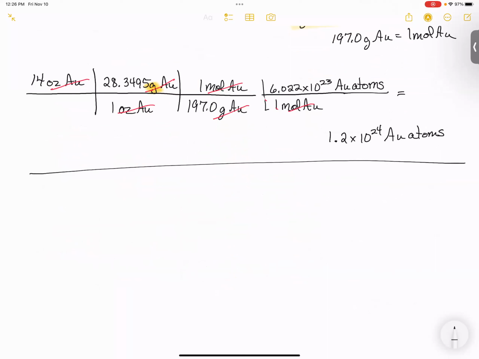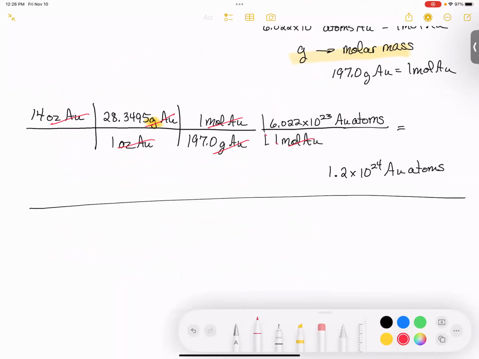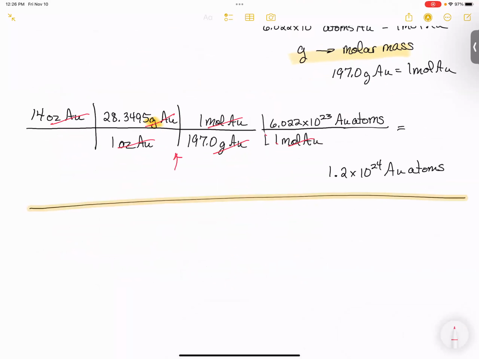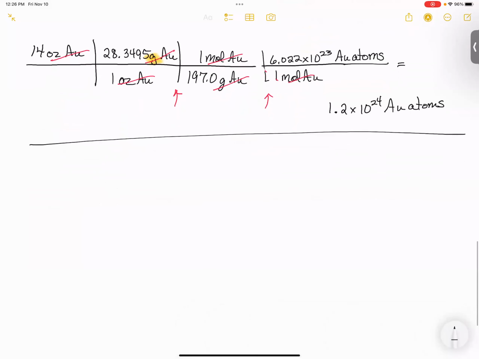No, about the only other way to shorten it is to do one at a time. And yes, after each of these, you could get your answer here and then do a second conversion, get an answer here, and then do a third conversion, but you're still going to need to do all three conversions. Okay, let's see.